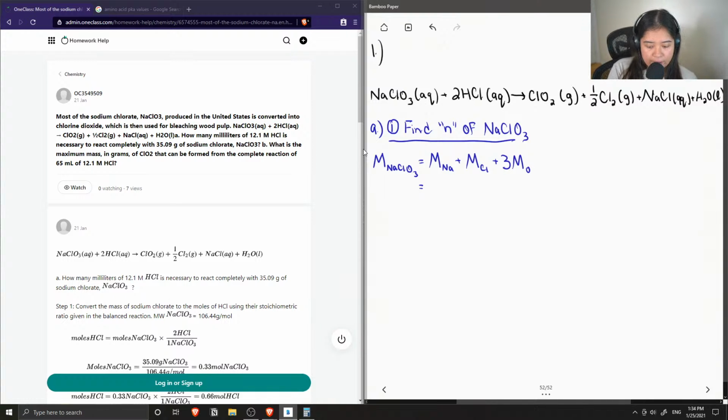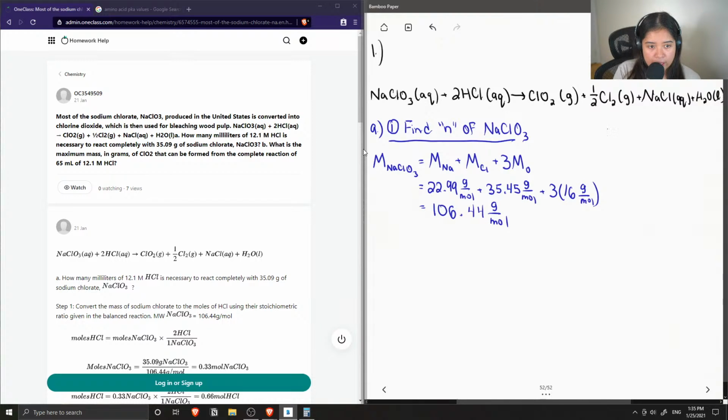These are just values that you would find on your periodic table. For sodium, it's 22.99 grams per mole. Chlorine is 35.45 grams per mole. And finally, oxygen's is around 16 grams per mole. Now if we sum these all up, we get a final molar mass of 106.44 grams per mole.